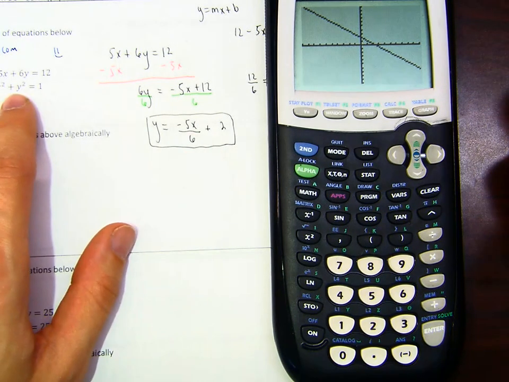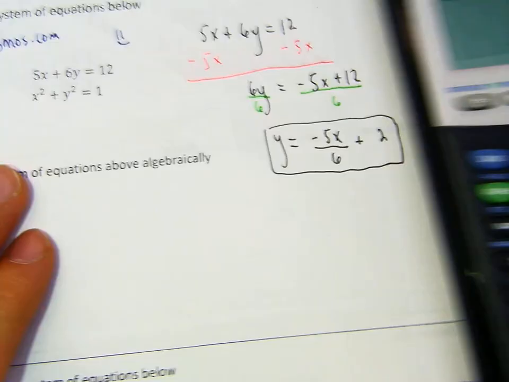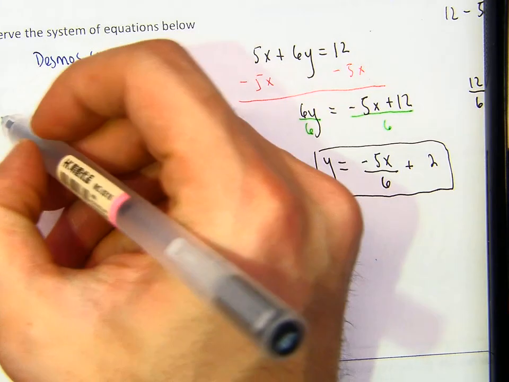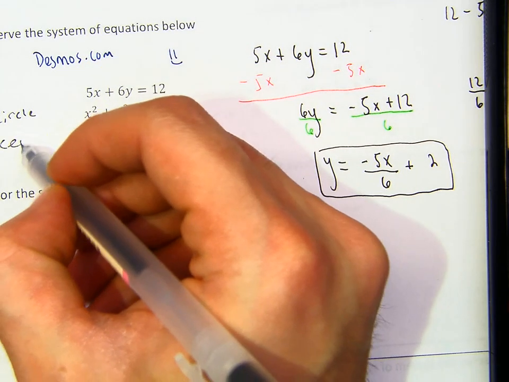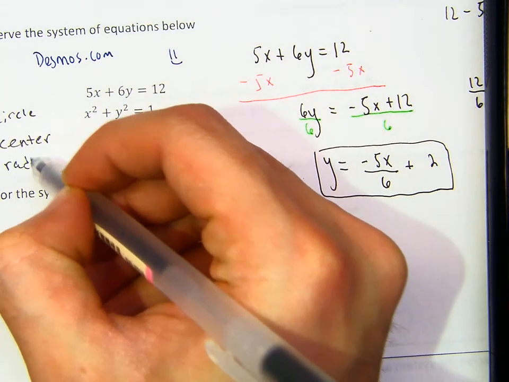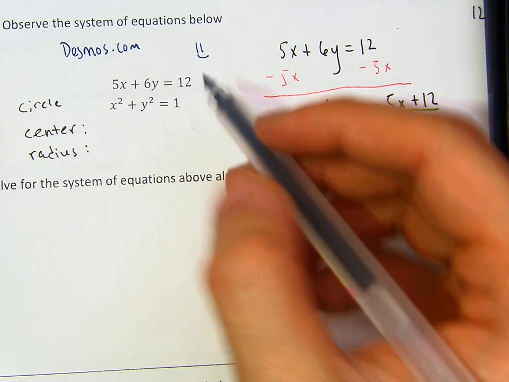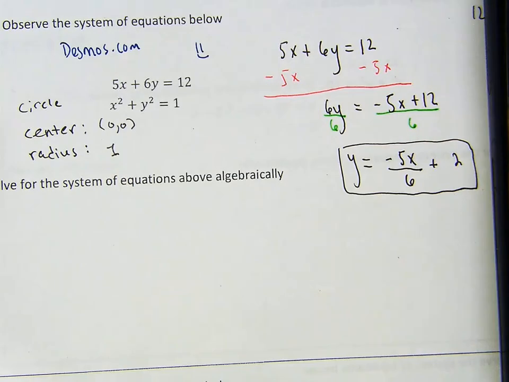Now let's look at the other equation: x squared plus y squared equals 1. Remember this is a circle. What do you know about this circle? What is the center? What is the radius? Take a second and try to remember that. You know your center is (0, 0) and your radius is 1.